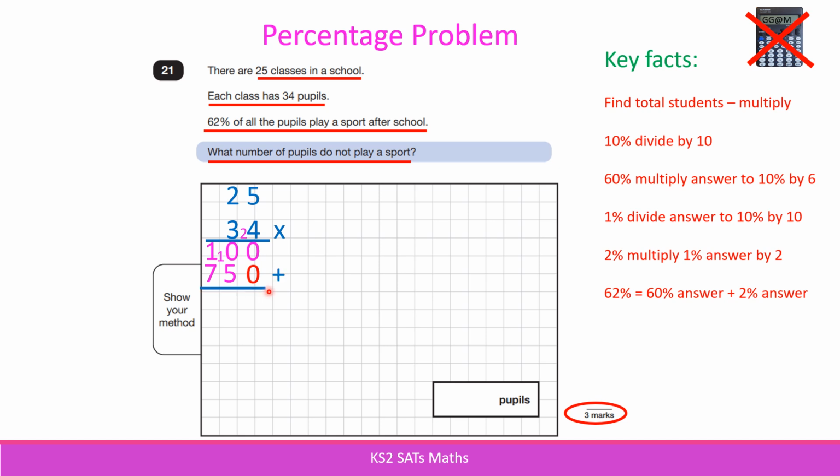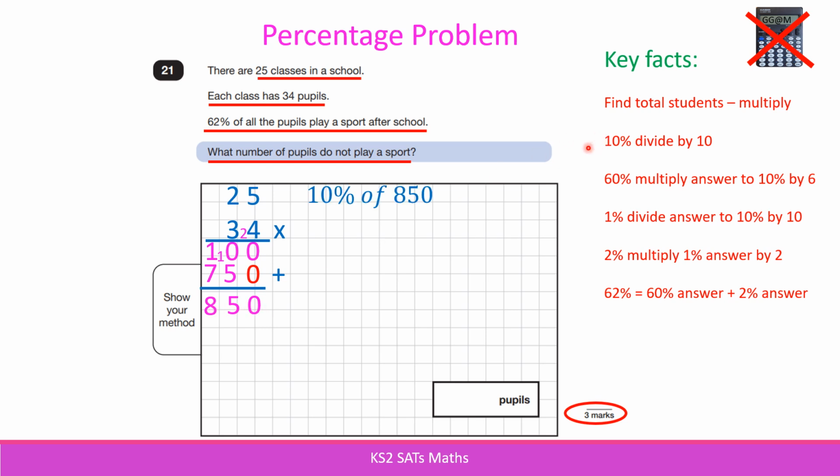So I've got 750. If I add these together, I've got 0 plus 0 is 0. 0 plus 5 is 5. 1 plus 7 is 8. So there are 850 pupils in the school. So we've got to work out 62% of 850. So to start with, we're going to find 10%.